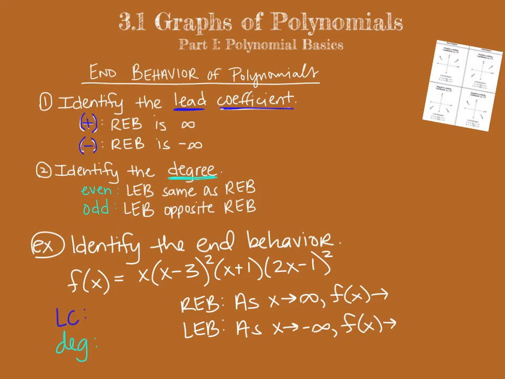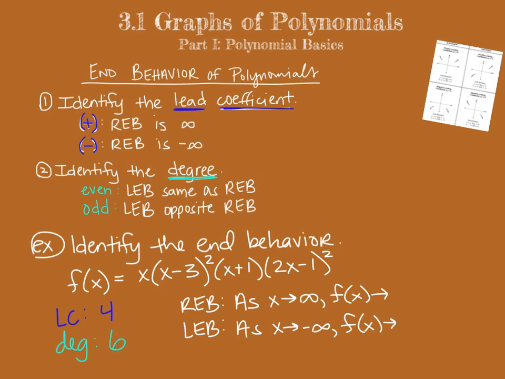Here's our second and last example for this. To identify the end behavior here, we need to find the leading coefficient. In order to find that, we can find our leading term, which would be x times x squared times x times 2x squared, which is 2x times 2x, so 4x squared. So our leading coefficient will have a 4. I'm only doing the coefficient, just 4. Then our degree will be 6.